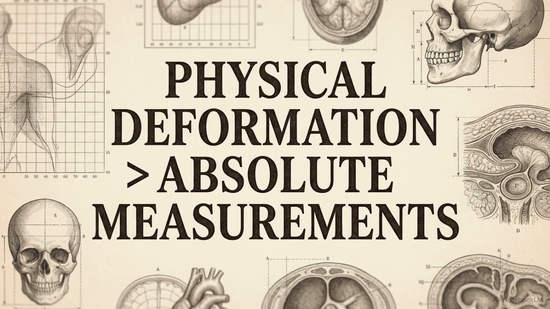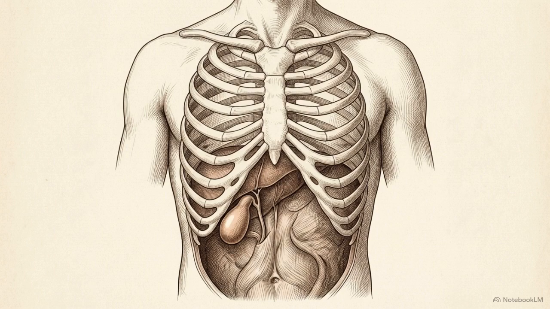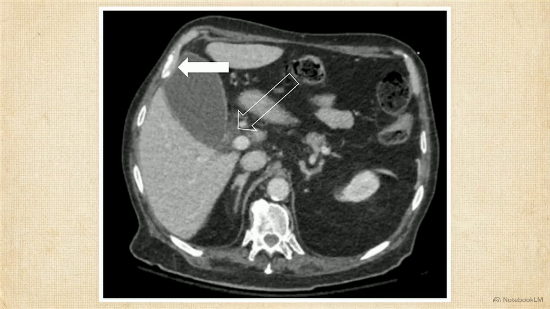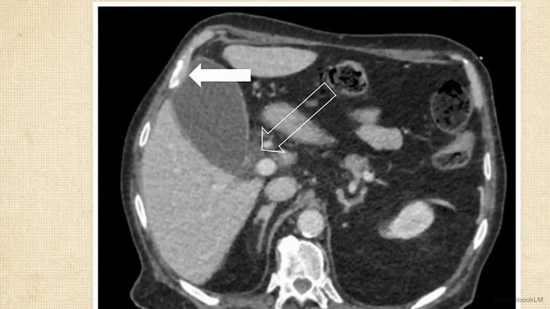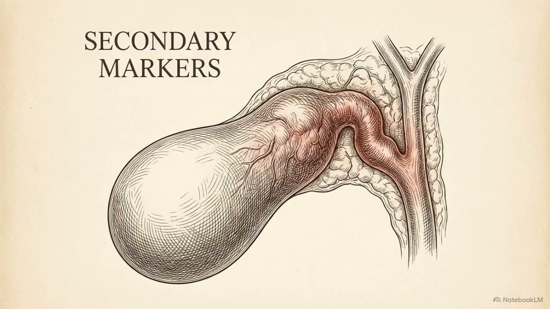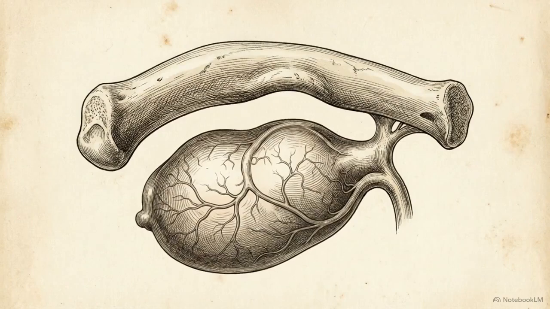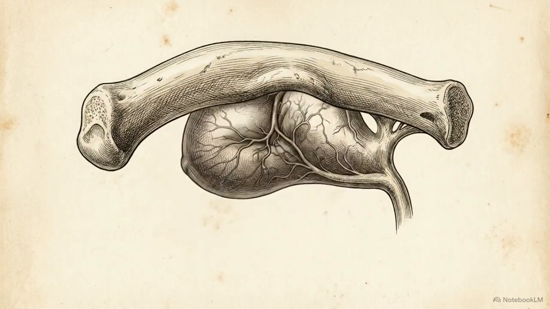Evaluating this physical deformation provides a more reliable indicator of pathological obstruction than simply measuring the absolute width or length of the organ. While the tensile fundus sign is highly specific, you have to account for the patient's local anatomy to avoid a false negative. Take a look at this CT scan, showing a gallbladder massively distended to 11 by 6 centimeters.